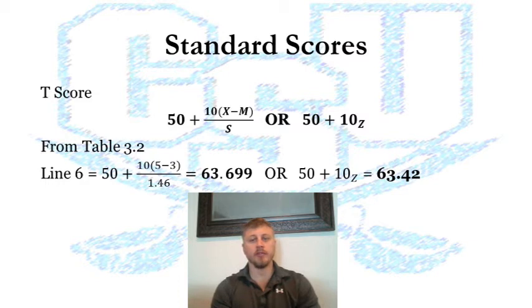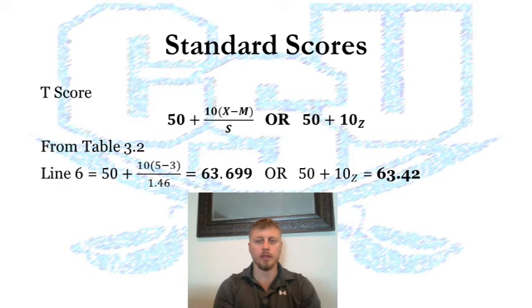So again, off of table 3.2, line 6, 50 plus 10, which are standardized numbers, incorporating the z-score, basically yields the 63.699, or if you do it this other way, the 50 plus 10z, and it gives you a 63.42. Now, there's a question there, right? I can see that already. I can see some eyes starting to squint on this one.